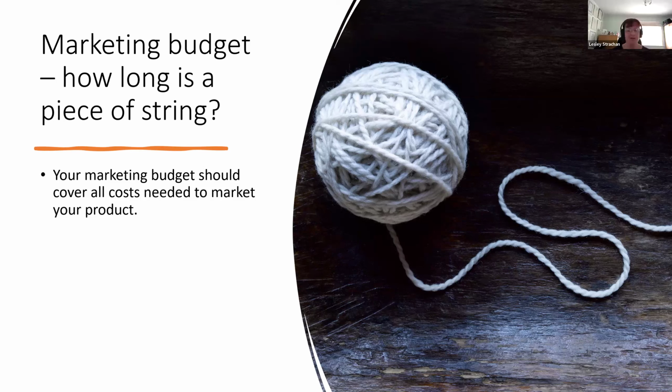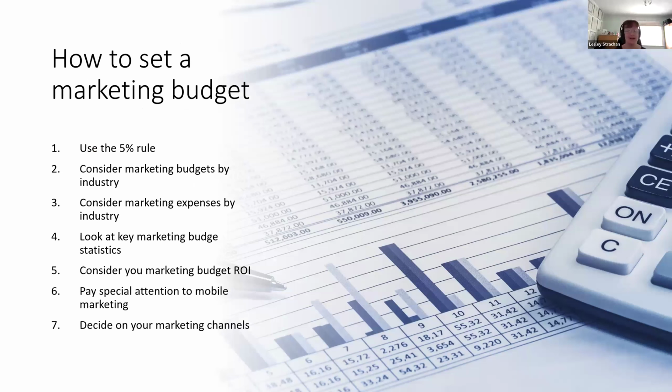So look at how to set a budget. There are numerous ways that you can set a budget. I've just come up with 7. So what I do in my business is I use the 5% rule. There is a general rule of thumb in the marketing world that you should aim at spending between 2 and 5% of your sales revenue on marketing. So it could be 2%, 3%, 4%, 5%.